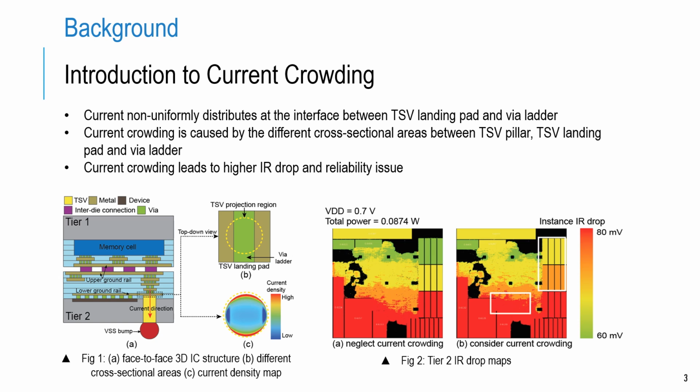Figure 1c illustrates the non-uniform current distribution at the interface between the TSV pin and the TSV landing pad. This current crowding effect in TSVs further increases the overall IR drop of the chip, as shown in the red figure. Therefore, it is crucial to account for these effects when analyzing 3D IC PDNs.